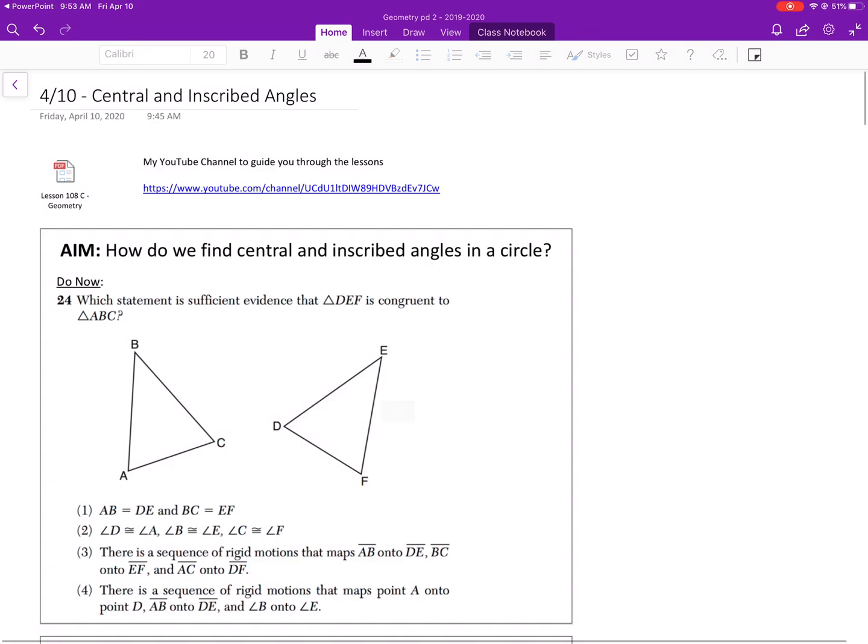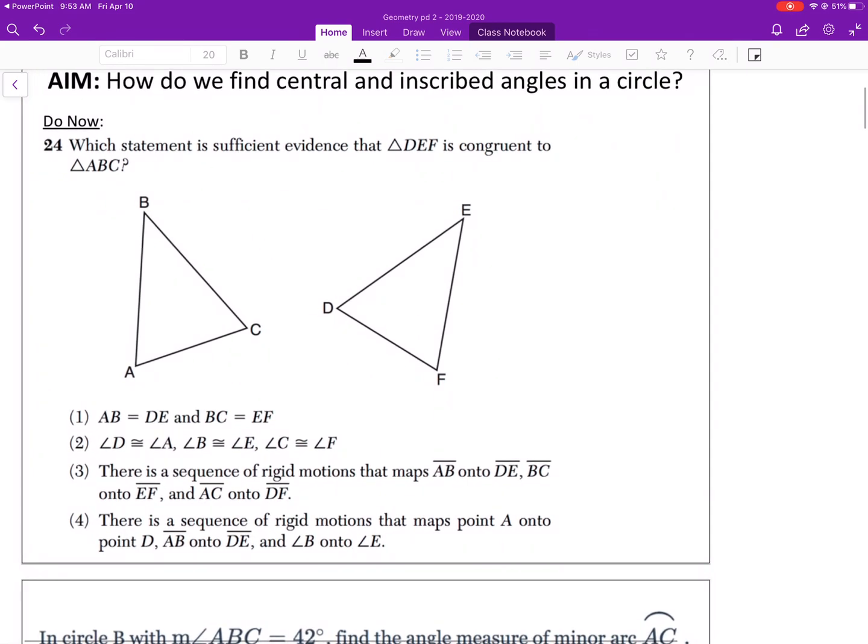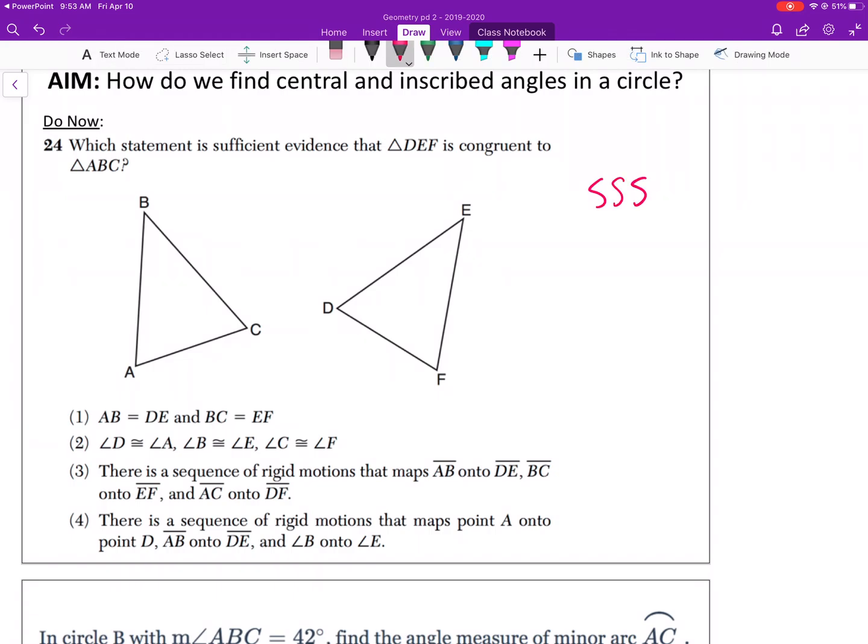All right, so today's do now. Which statement is sufficient evidence that triangle DEF is congruent to triangle ABC? So congruence, don't forget about your congruence criteria from Module 1, where we have side-side-side, side-angle-side, angle-side-angle, angle-angle-side, and HL. So we have to meet one of those criteria.